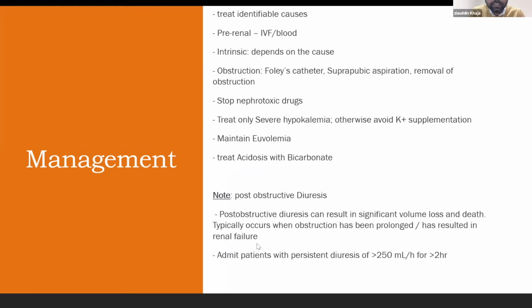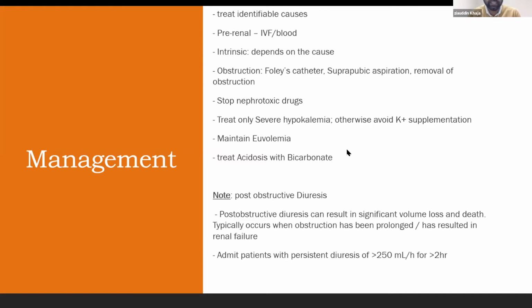Right. Next. And then just a general overview of how we're going to manage. Again, the first one would be treating identifiable causes. If it's any pre-renal problem, especially if the patient is in shock or has had hemorrhage, then fluids and replacement of blood if hemorrhage, the patient could benefit, or you can prevent further AKI.